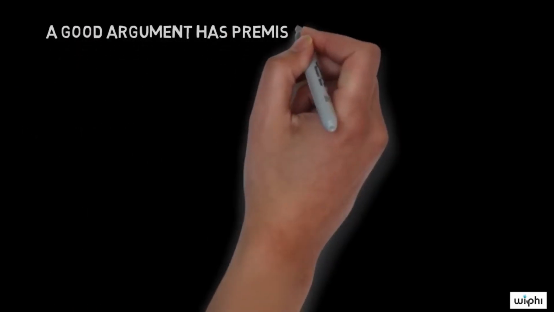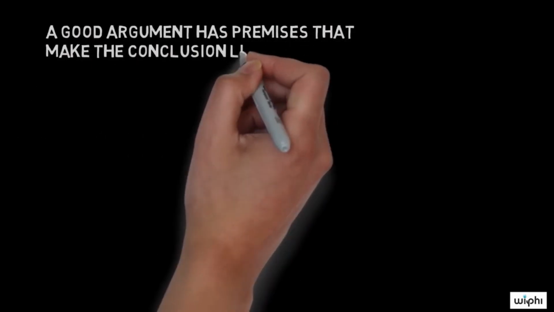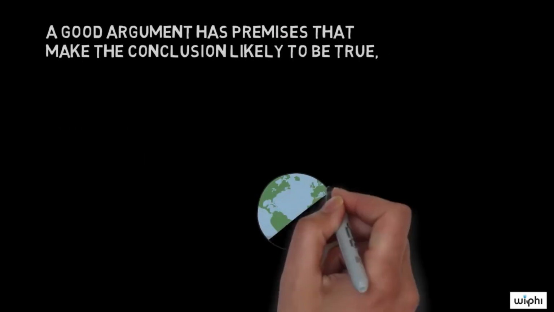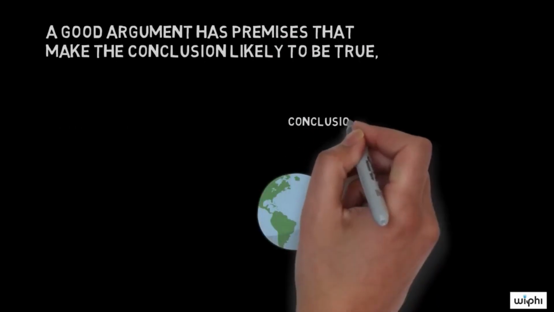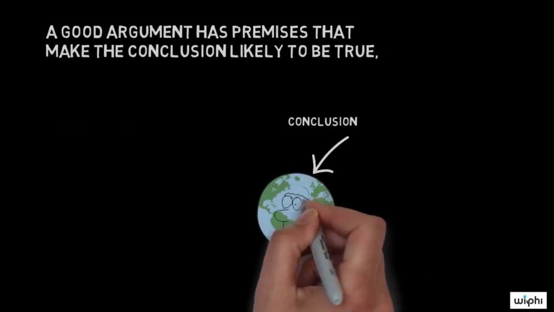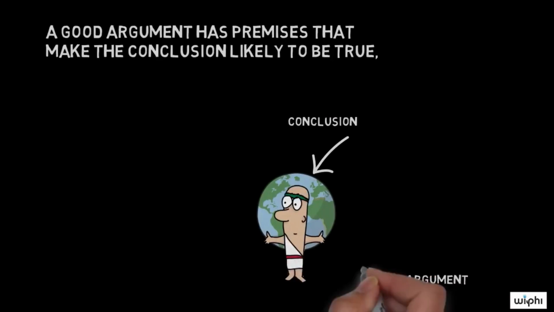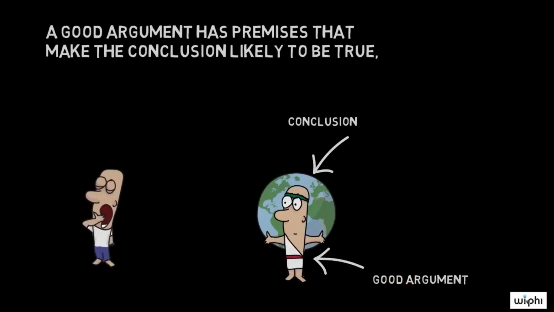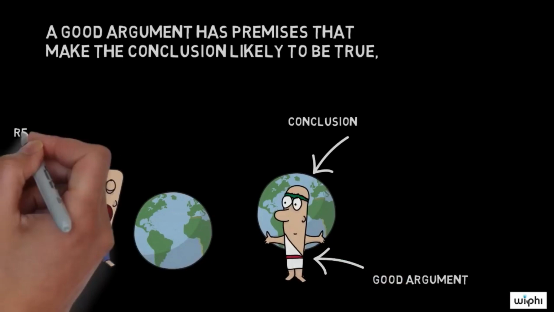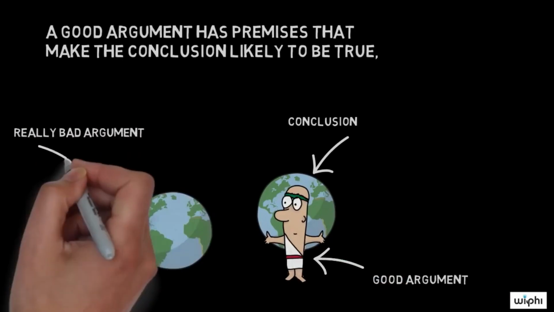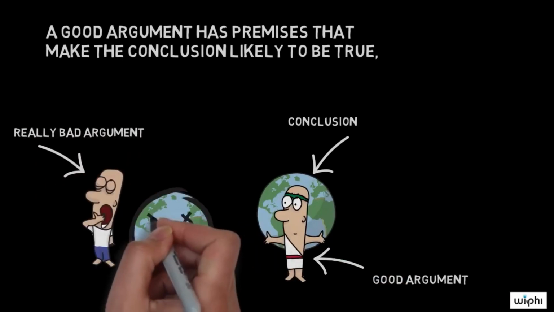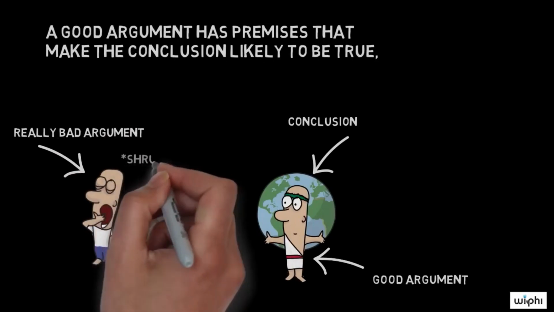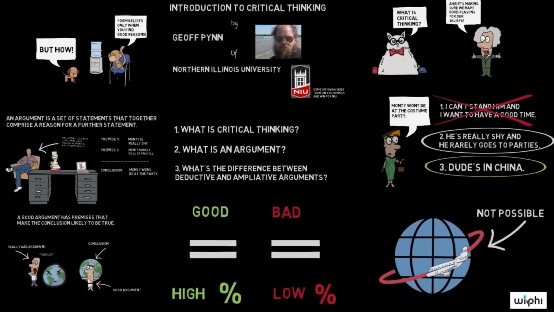A good argument is one in which the premises give you a good reason for the conclusion. That is, the premises make the conclusion likely to be true. In that case, we say that the argument supports the conclusion. Good arguments support their conclusions, and bad arguments don't support their conclusions. So a key part of critical thinking is learning to evaluate arguments to determine whether or not they're good or bad. That is, whether or not their premises support their conclusions.